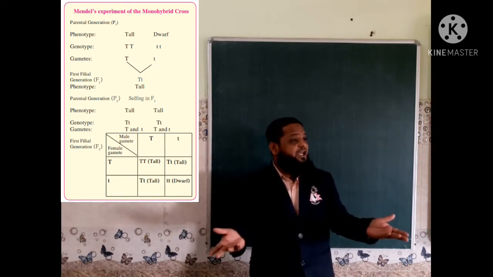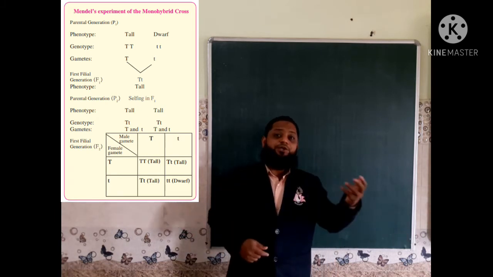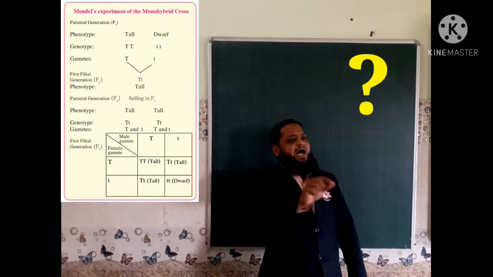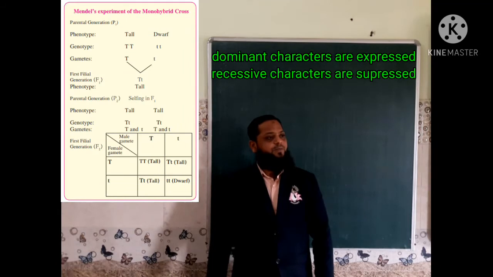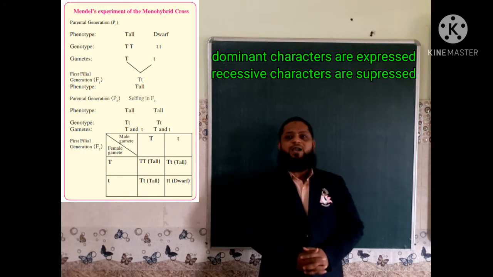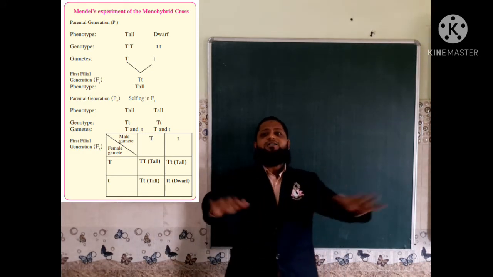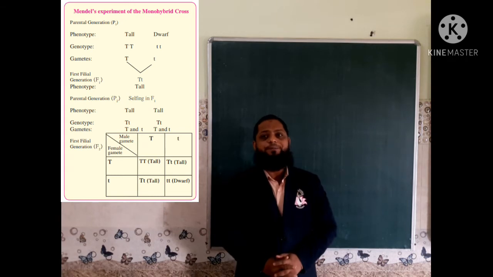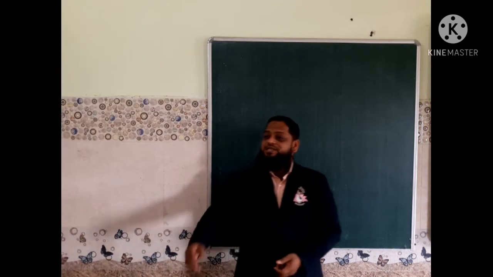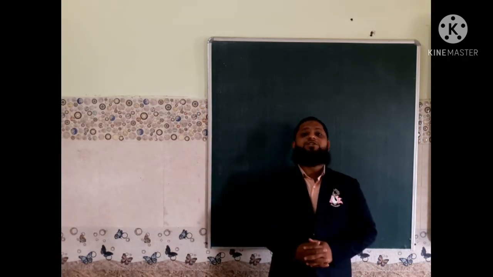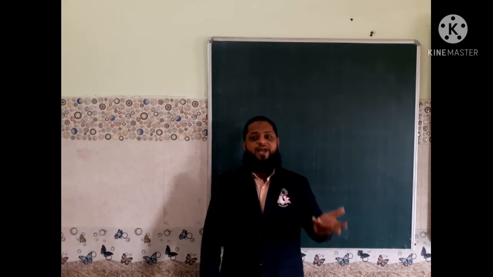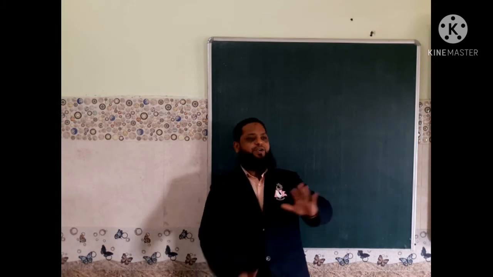So what will be the height of the plant? The plant will be tall or dwarf. So dear children, the dominant characters are always expressed and recessive characters are suppressed. On the basis of this principle, we can say that all the plants in the F1 generation will be tall. Capital T small t is the genotype of the F1 generation pea plants and all the plants are tall. That's why it is said to be the phenotype.